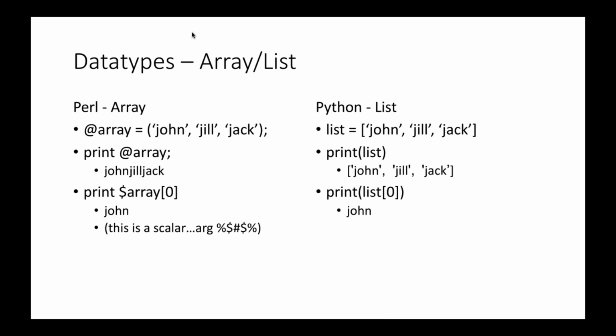For an array, where you're just keeping track of a list of things, you can see here we're just keeping track of a list of 3 things. I can create them. If you compare both sides, you can print them. They print differently. And I can grab the first one out of the list. So list sub 0 is John on the Python side, and array sub 0 is John on the Perl side. One of the difficulties with Perl is that even though array is an array, when I want a single value out of it, it's now a scalar. So now I have to go back to using the $.